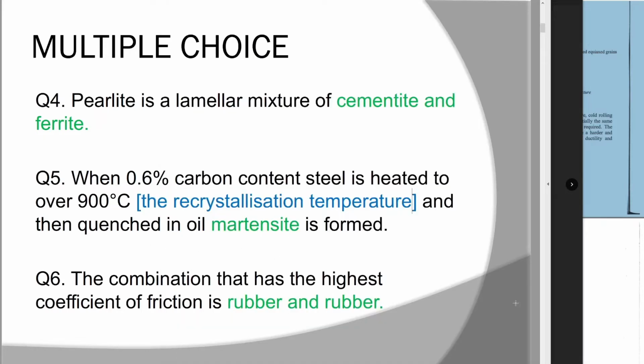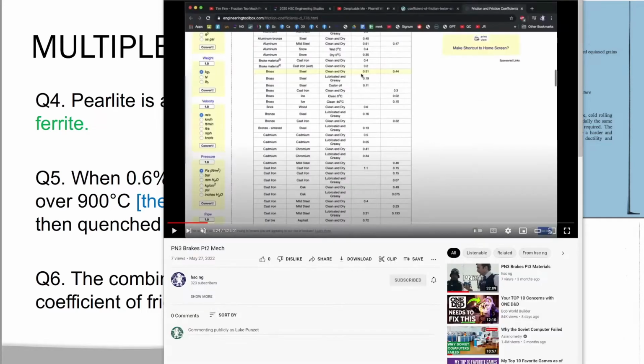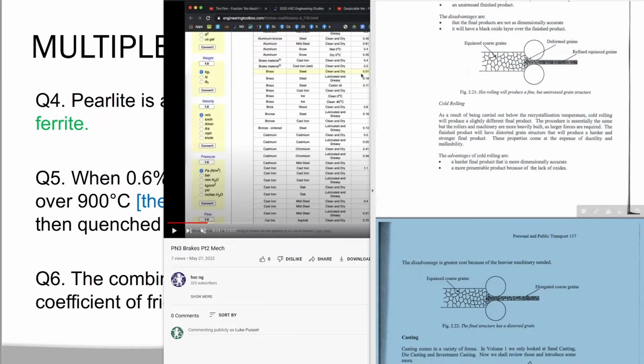The combination that has the highest friction is rubber on rubber. So I might come back to this because there's a lot of stuff on heat treatment in year 11. Okay, so in my video on brakes part 2 mechanical, I talk fairly extensively about different coefficients of friction, and I think I talk about rubber on rubber being pretty high. Platinum on platinum is actually really high, but where do we talk about that in the textbook?